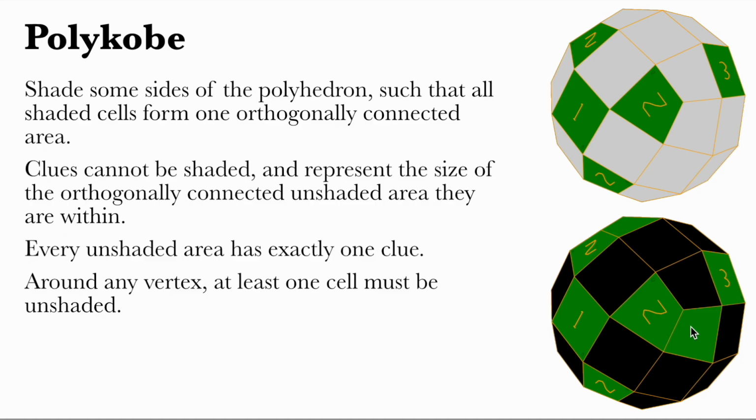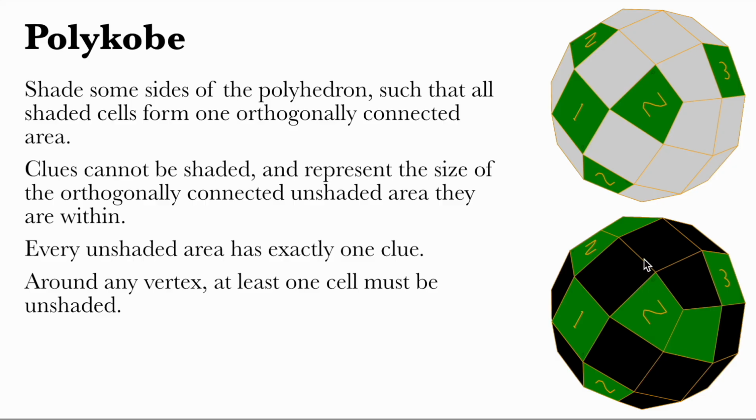Clues cannot be shaded and represent the size of the orthogonally connected unshaded area they are within. So this 2 is within a 2-cell region, the 1 is by itself. Every unshaded area has exactly one clue. We can't have any unshaded regions that don't contain a clue, nor can we have 2 clues within the same region. And around any vertex, at least one cell must be unshaded.